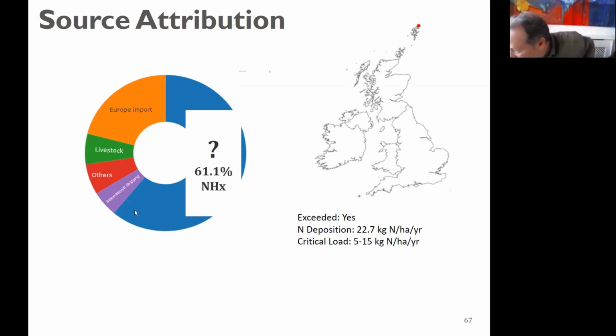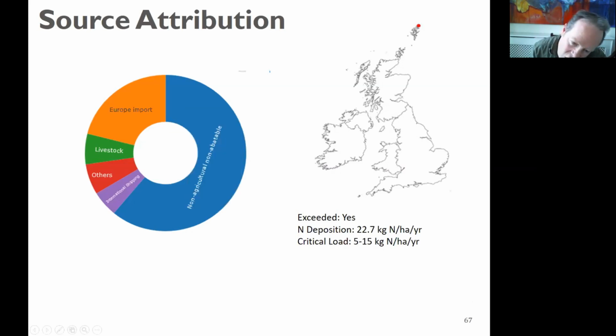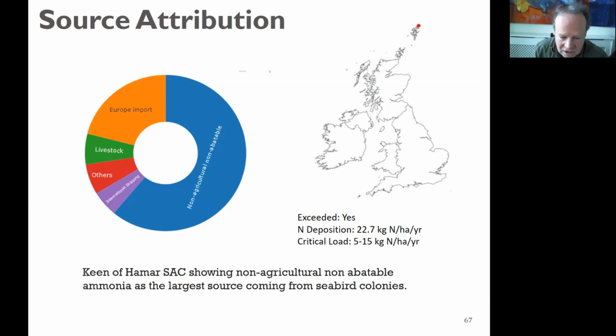So anyone in the chat had a go at this? Shipping, bird guano, food, seabirds, fish processing, fish farm. Okay, if you just do one click. Okay, that says non-agricultural, non-abatable, right? That means we can't mitigate this source, but it's a non-agricultural source. Some of you have got it. Next click. This is the site. It's a large source coming from seabird colonies. Okay, so sea cliffs and things. So well done if you got that one.